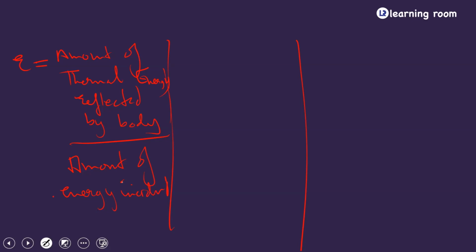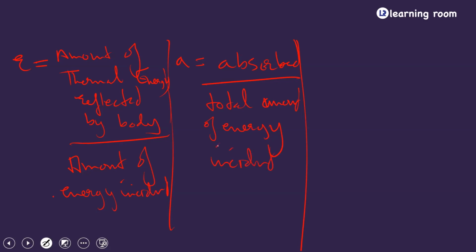Absorbance will be what? The amount which is absorbed, and the denominator is the total amount of energy which is given, G incident. The last one is called transmission. Again, the total amount of energy which is transmitted divided by the total amount of energy which is incident, that's all. It is given by R, A and T.